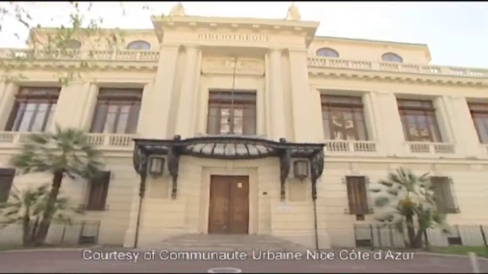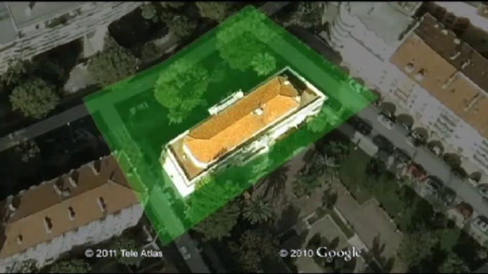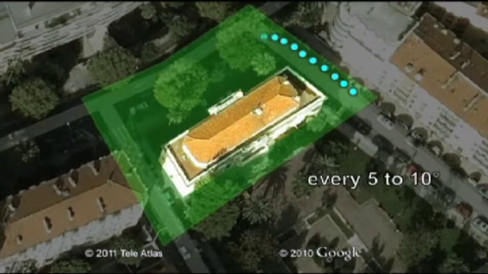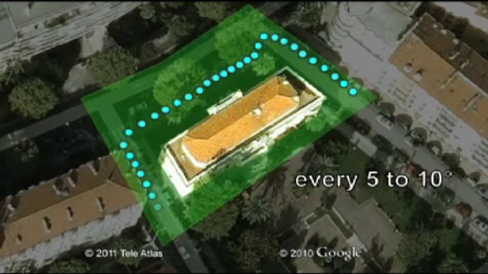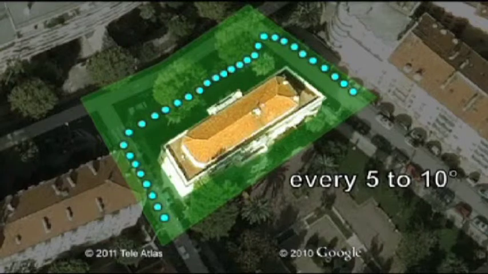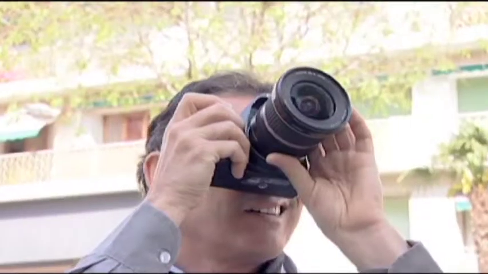In the case of a building, a first recommendation is to schedule your shoot using a Google Earth view. This will help to check the possibility to access the various viewpoints. You'll need to take a picture every 5 to 10 degrees roughly. So about 40 to 50 pictures if you want to get the full 360 degrees of the building.